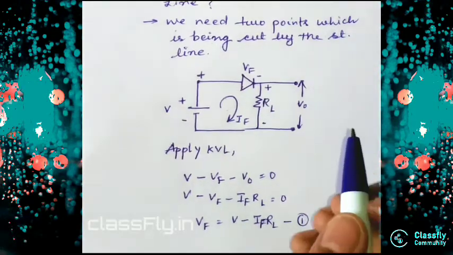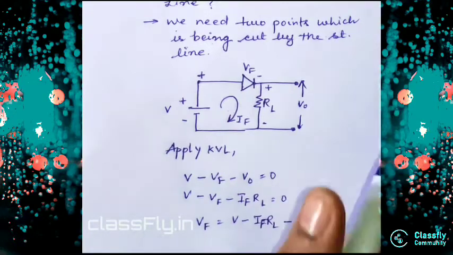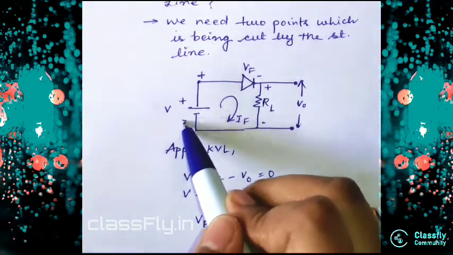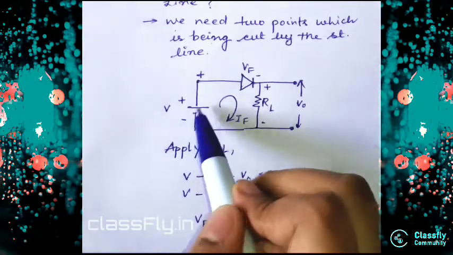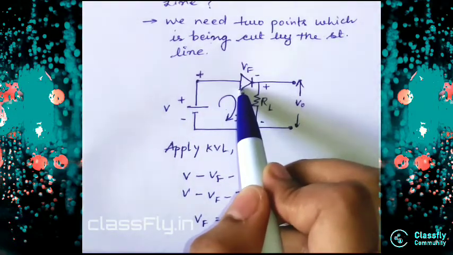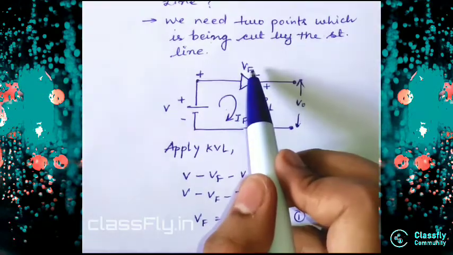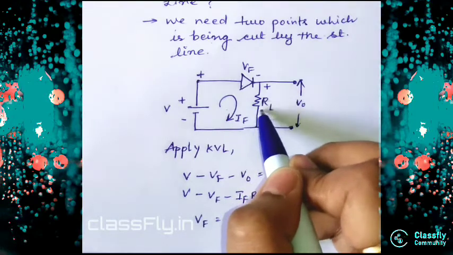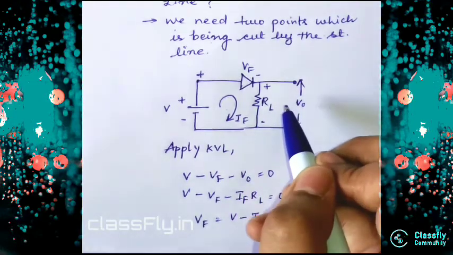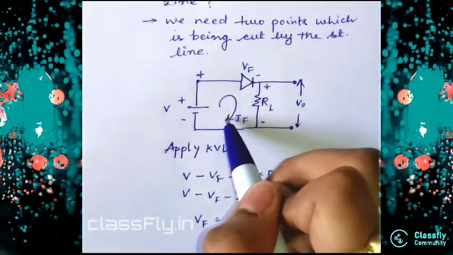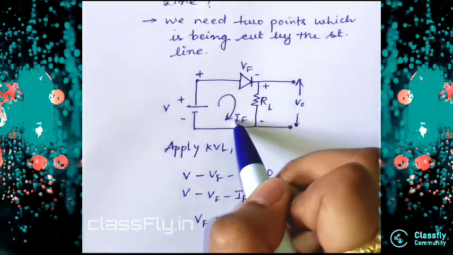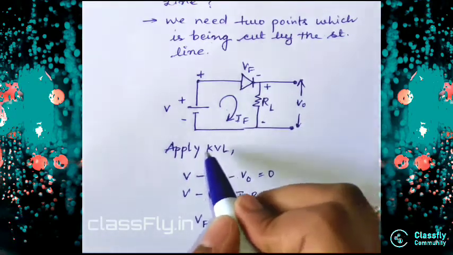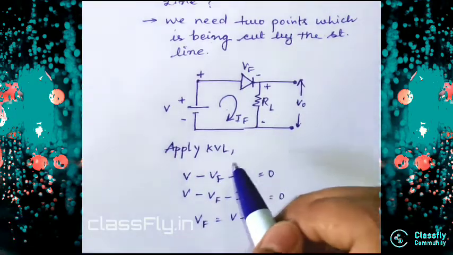We need to make a circuit. How will we make the circuit? We will make a battery from negative to positive, and a diode which will have our VF, that is the forward voltage drop, and a resistance, that is our RL, and the current flowing will be the forward current IF, and this will be our voltage terminal. Apply KVL.